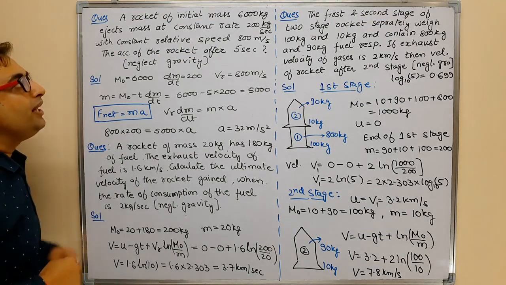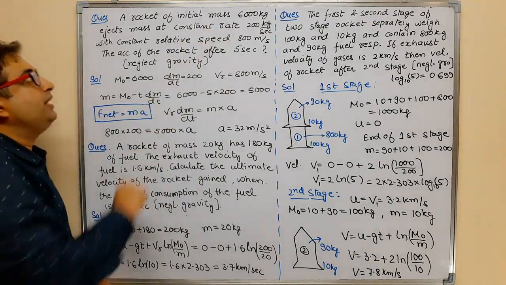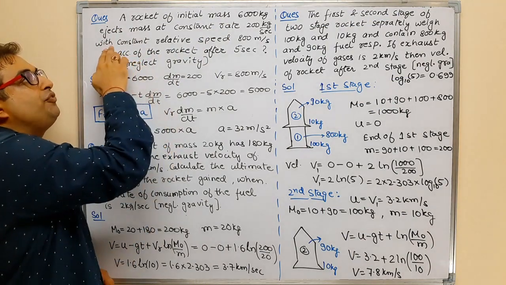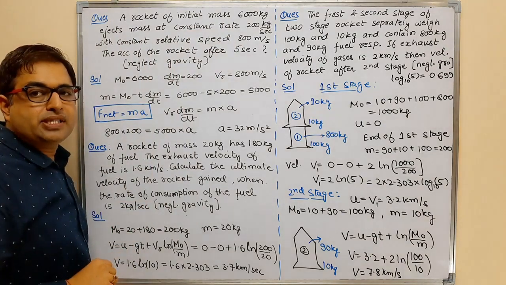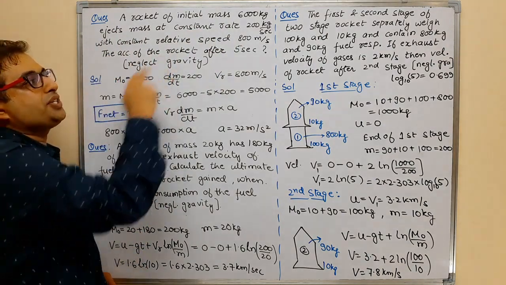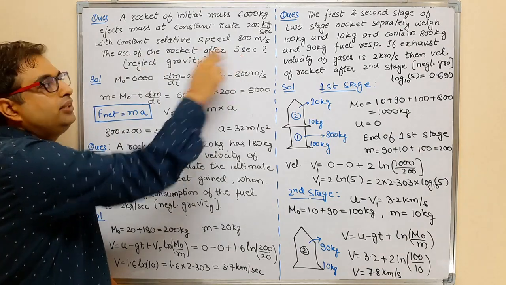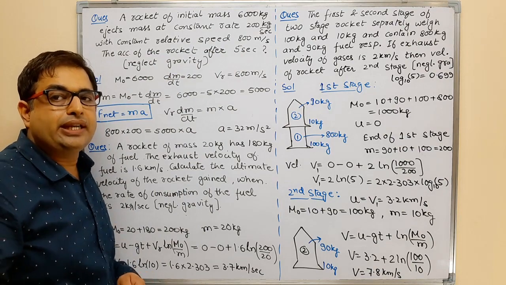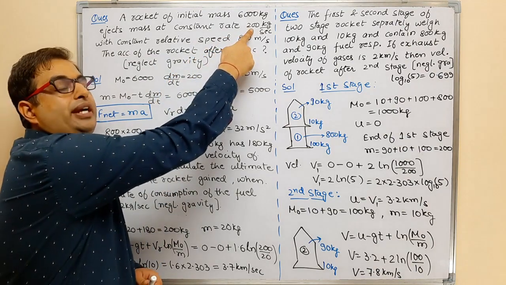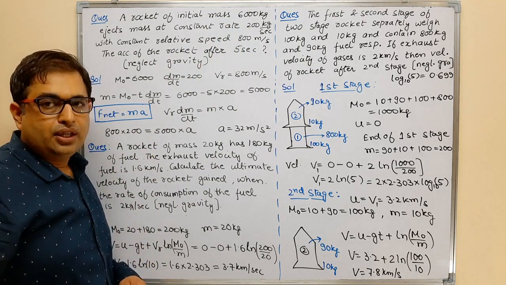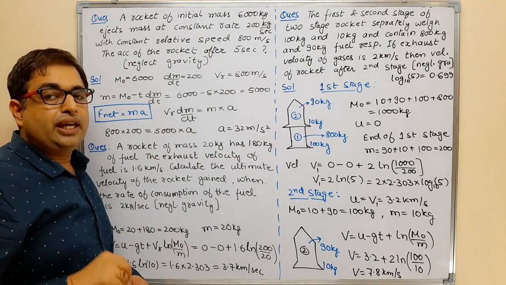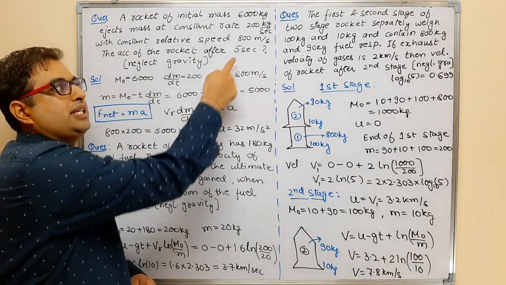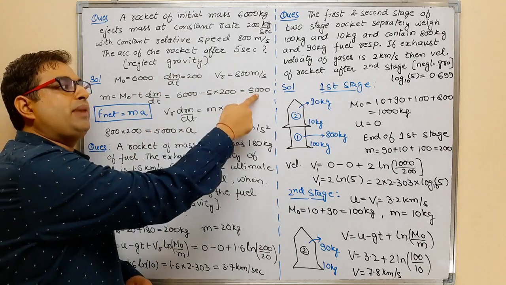First problem is: a rocket of initial mass 6000 kg ejects mass at constant rate 200 kg per second with constant relative speed 800 meter per second, and we have to find out the acceleration of the rocket after 5 seconds. Neglect gravity. So with time, the mass of the rocket is decreasing at a rate of 200 kg in 1 second. So how much is the decrease in mass in 5 seconds? 5 into 200 means 1000 kg will decrease in 5 seconds.